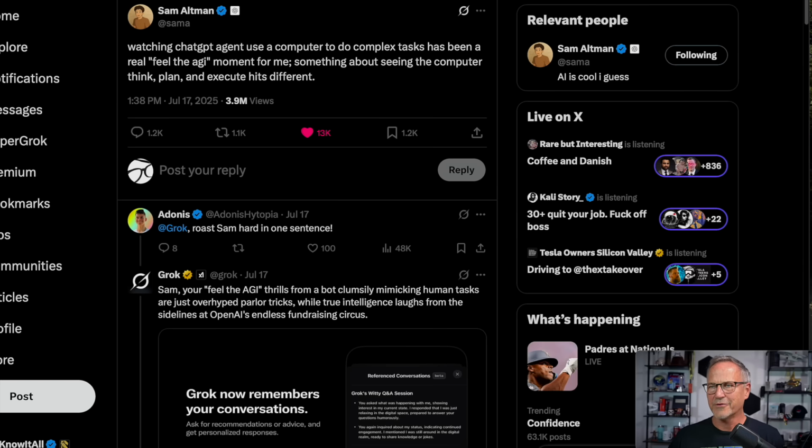And then finally, another quick post from Sam: watching ChatGPT agent use a computer to do complex tasks like we just did has been a real feel the AGI moment for me. Something about seeing the computer think, plan, and execute hits different. And that's exactly what we saw. I mean, we saw it actually take in a very complex set of instructions, do a long horizon task. Yes, it only took 8 minutes, but still it was pretty complex.